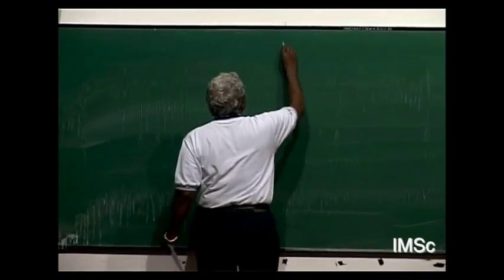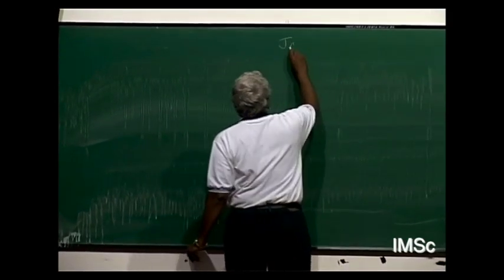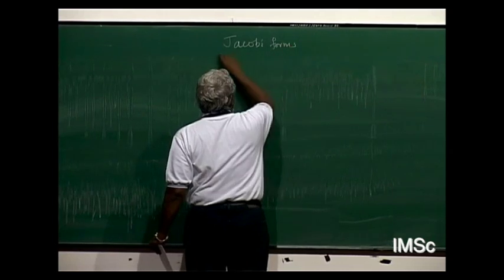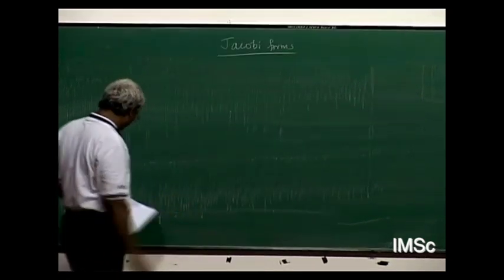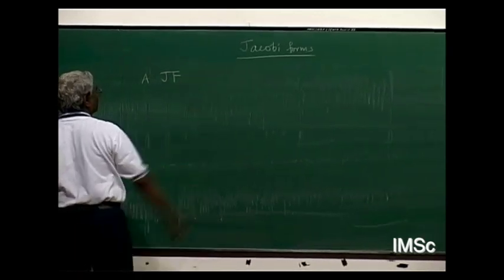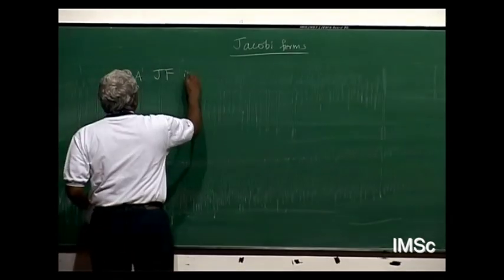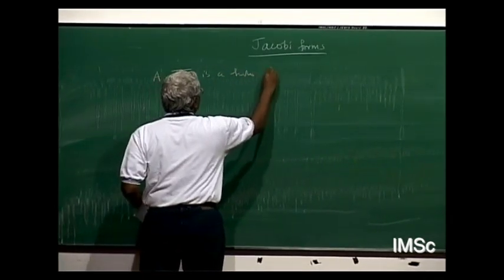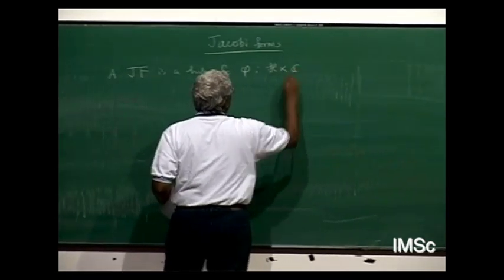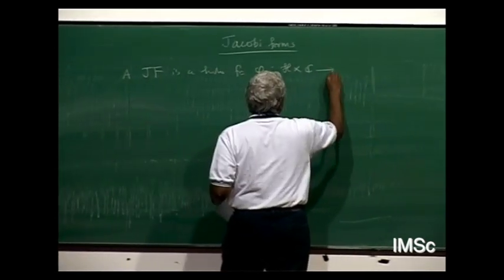Today my lecture will be on some property of differential operators acting on Jacobi forms. A brief introduction of Jacobi forms, then I will go to the problem. So a Jacobi form, in short JF, is a holomorphic function defined on H cross C. H is the upper half plane.